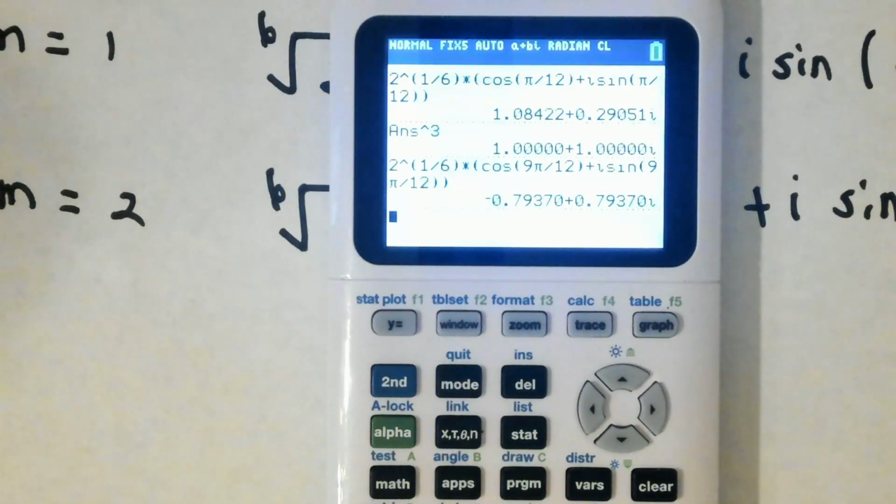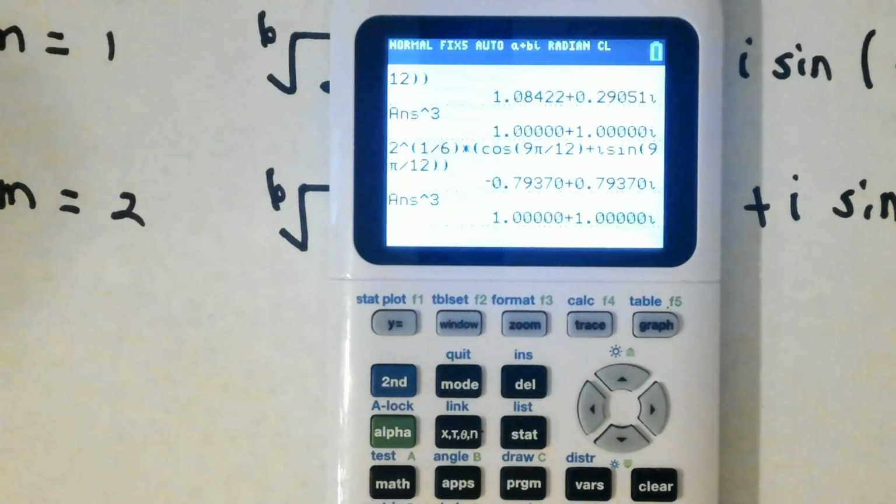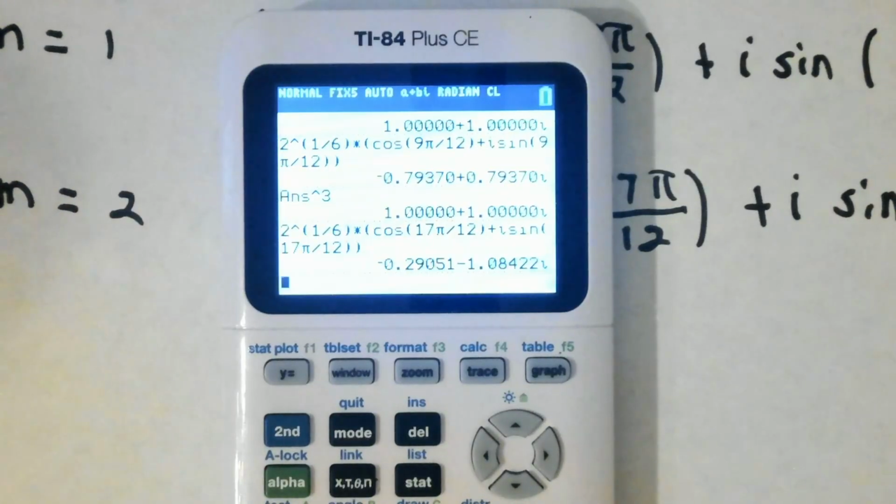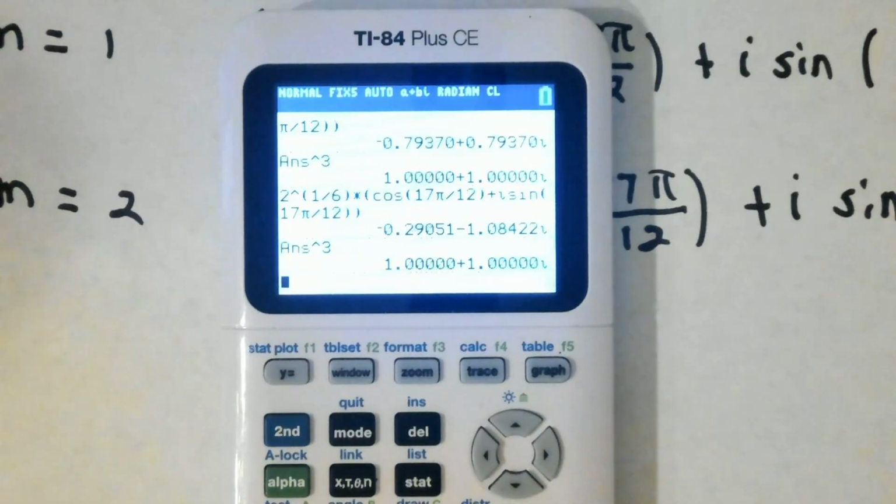I've put in the same complex number, except this time the argument, the angle, is 9 pi divided by 12. I'll see what the cube of this number is. It would be 1 plus 1i. Here, I've changed the argument to 17 pi over 12, and we'll cube that, but we already know what we're going to get. 1 plus 1i.